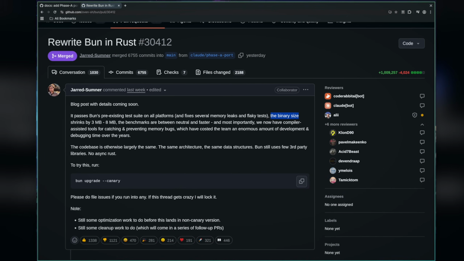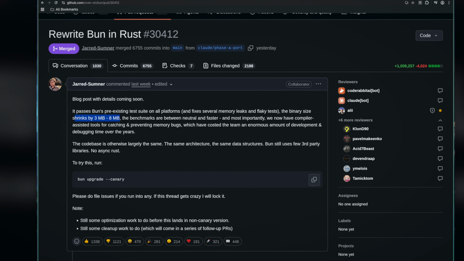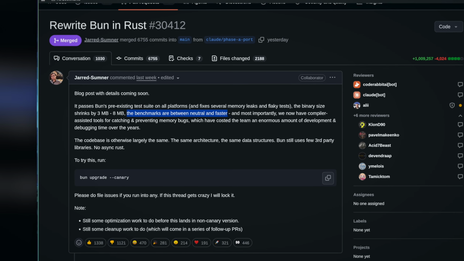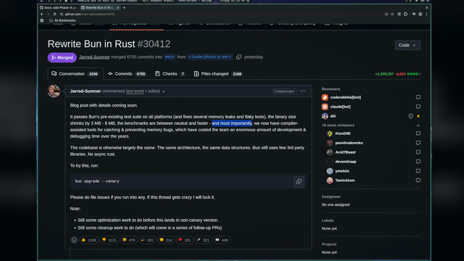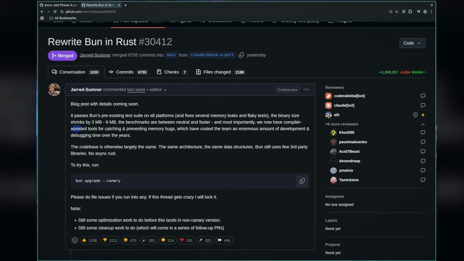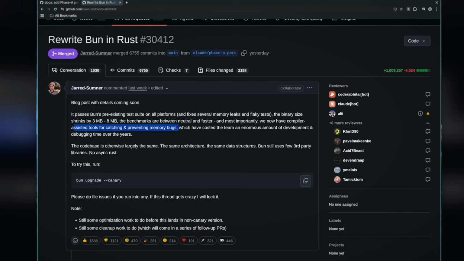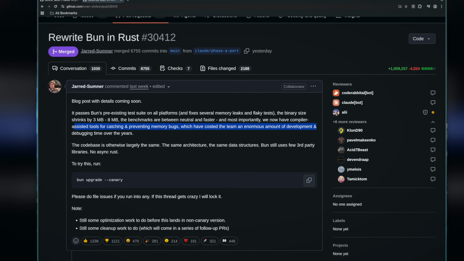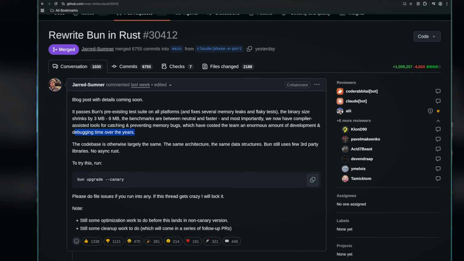The binary size shrinks by 3 to 8 megabytes. The benchmarks are between neutral and faster. Yes, these benchmarks are saying that in this instance, Rust is faster than Zig, which is one of Zig's main selling points, how fast it is. And most importantly, we now have compiler-assisted tools for catching and preventing memory bugs, which have cost the team an enormous amount of development and debugging time over the years.